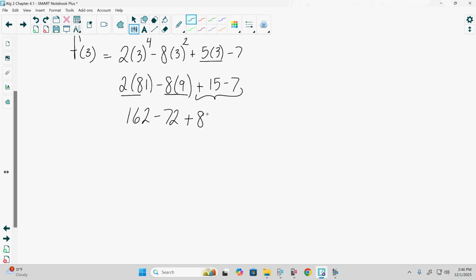Now we can do that addition before the rest of the multiplication or our other subtraction because we are going left to right. 162 minus 72 is going to be 90, and 90 plus 8 is 98. And I think that's what the calculator told you, yes? If you don't feel confident on your order of operation steps, that's fine. Just stick it in the calculator, let it do it for you.